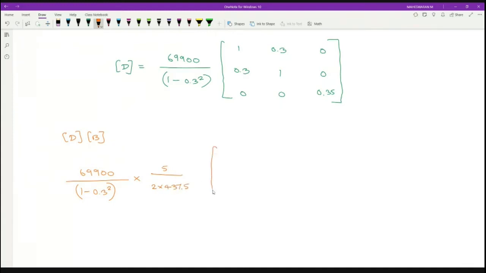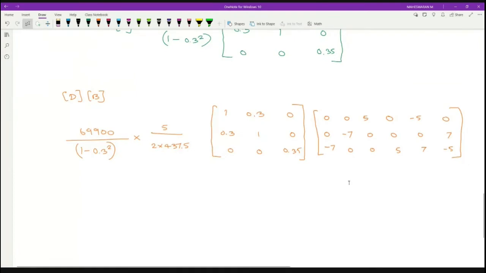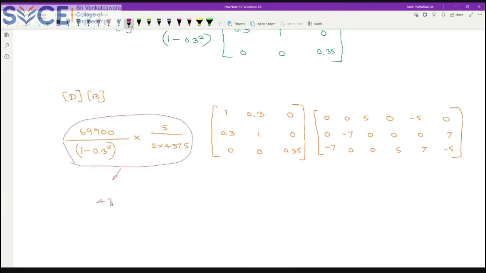So now I will write down the matrices. 1, 0.3, 0, 0.35. This is my D matrix, and this is the B matrix. So let us multiply. Can you tell me what is the value when I multiply all these terms? 438.9324. Yeah, thank you. So this is my overall term for this. Okay, so now let us multiply the other part.